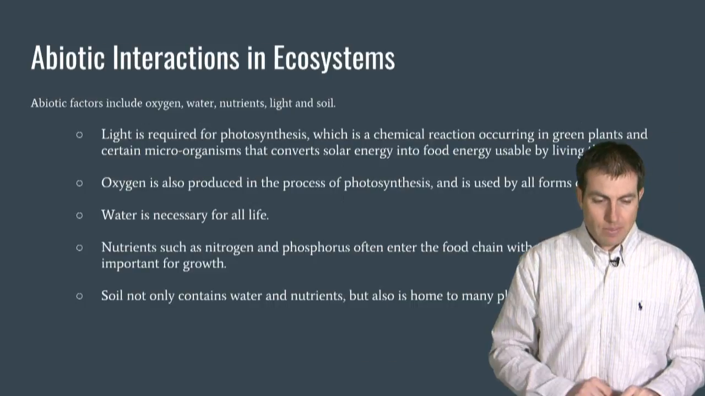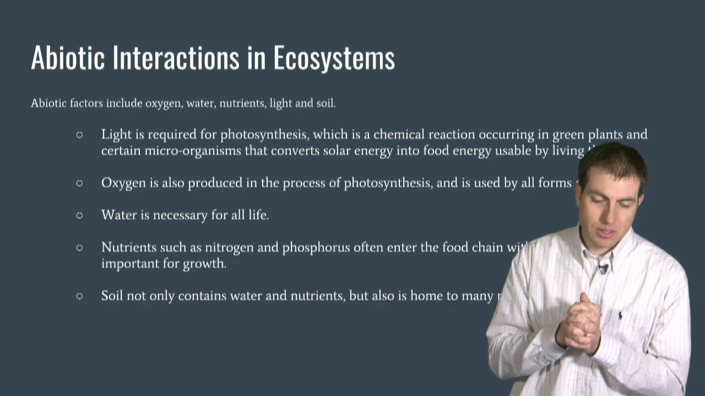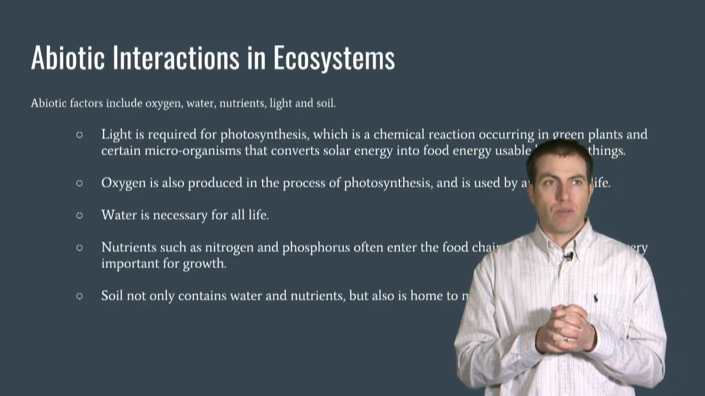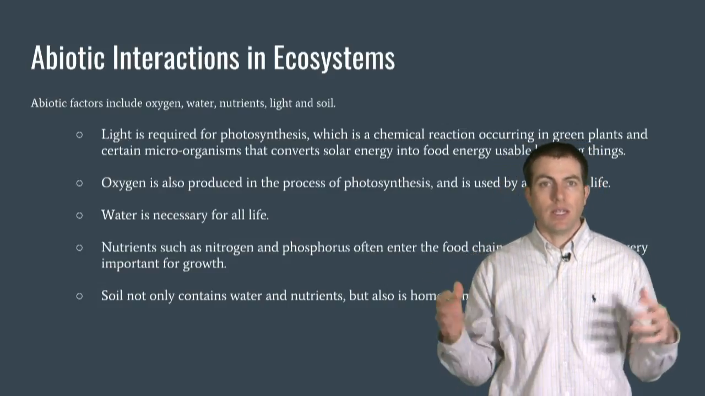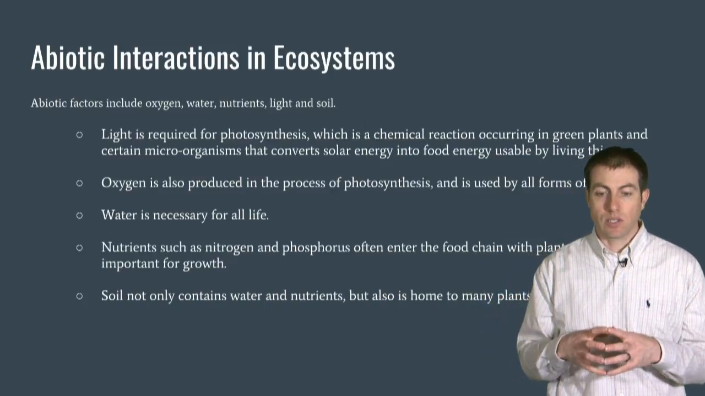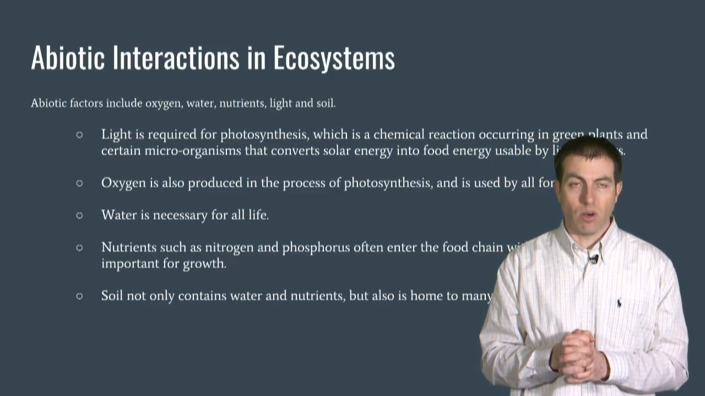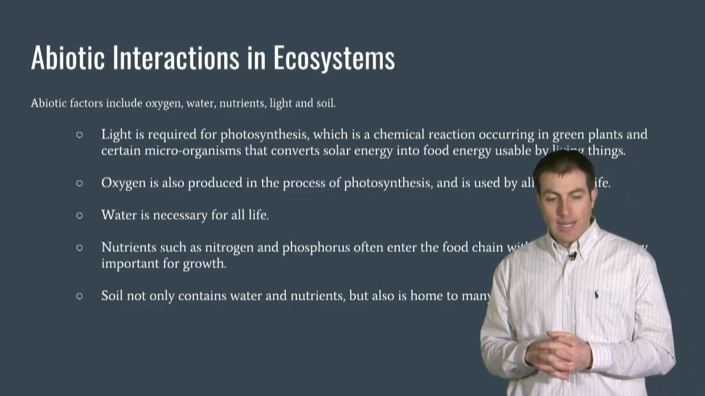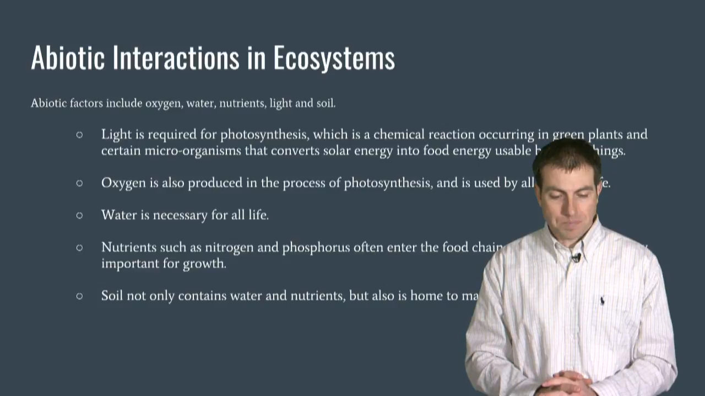Those are important. Abiotic factors, including oxygen, water, nutrients, light, and soil. These are the big ones. Obviously, light is required for photosynthesis. Anytime we have something growing using sunlight, it's taking the sun's energy, it's taking carbon dioxide, and it's converting it into something which it needs, like a leaf or a piece of fruit or a seed. Certain microorganisms convert solar energy into food, usable by living things.